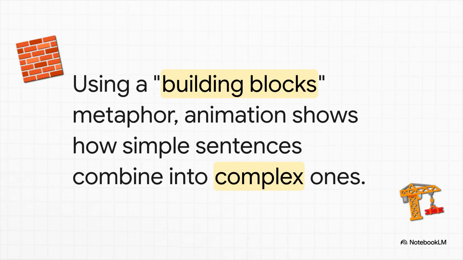So, step one. The lesson kicks off with a really simple and powerful metaphor: building blocks. Through animation, it shows how simple sentences are like individual Lego bricks, and conjunctions are the things that snap them together to build a strong, complex structure. It makes a tricky grammar concept feel totally intuitive.